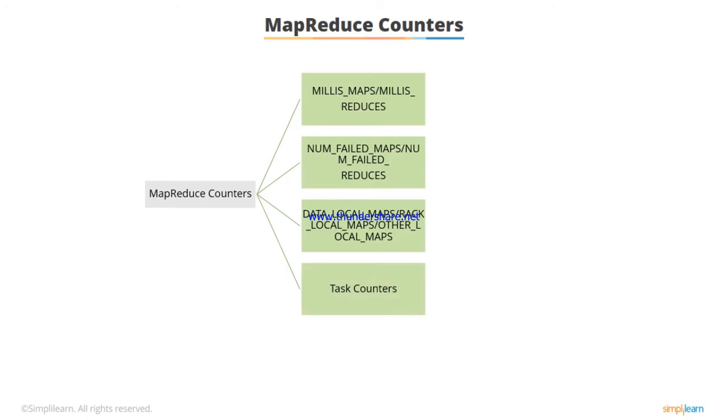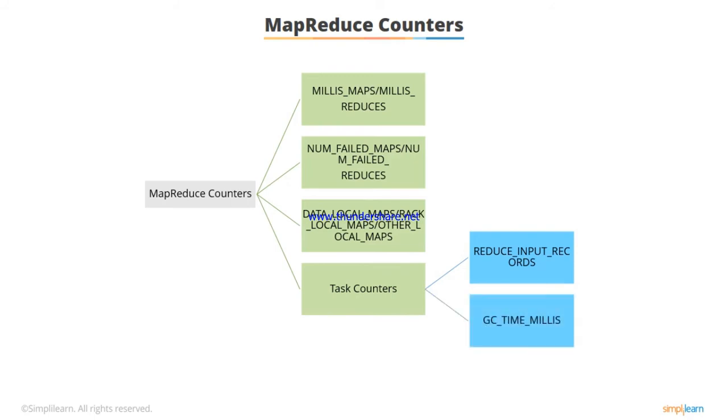Task counters. These counters track the results of task operations. Task counters represent the total operations across all tasks associated with a particular job. Some of the counters here are reduce_input_records, the number of input records for each reduce task in a job, and GC_time_millis. These metrics help determine the percentage of time spent performing garbage collection.